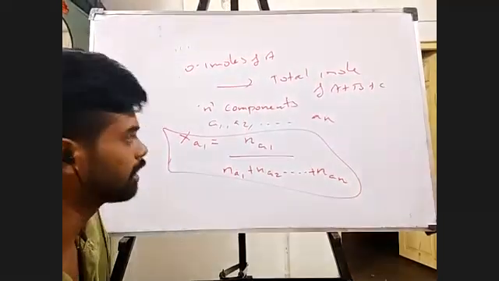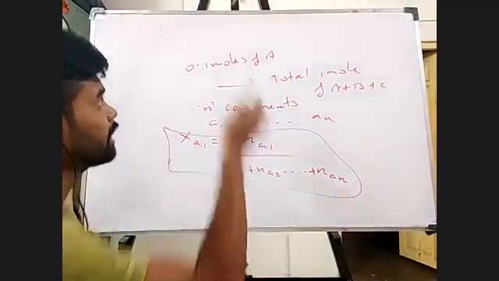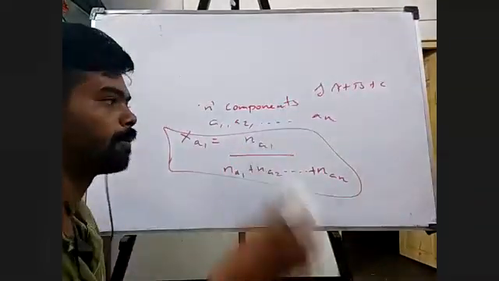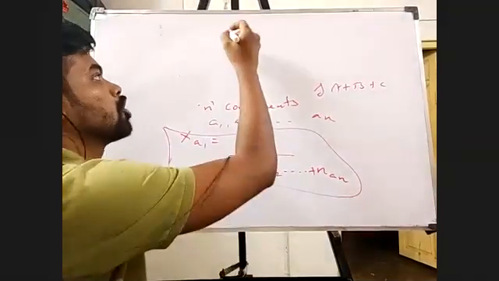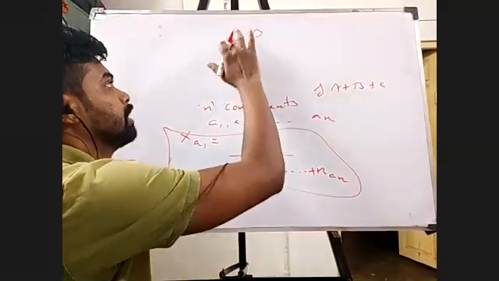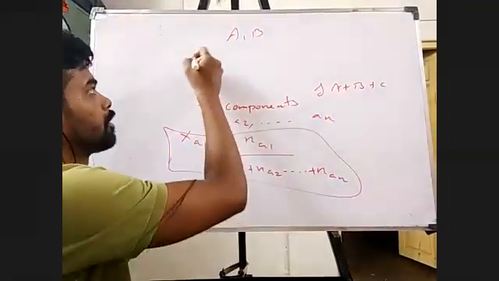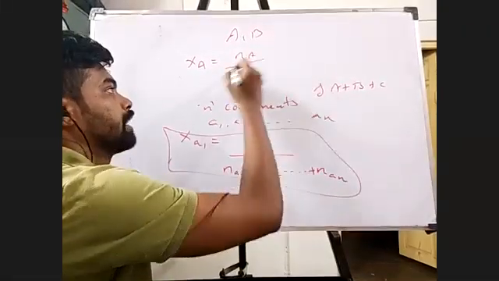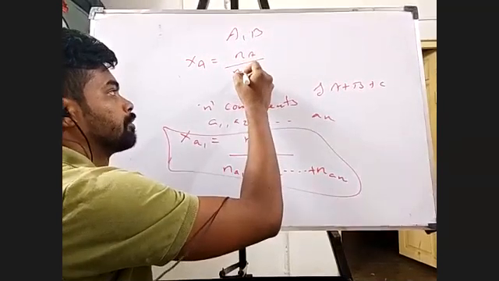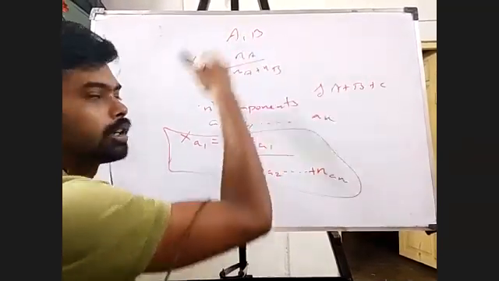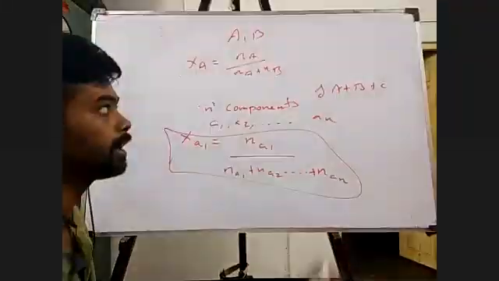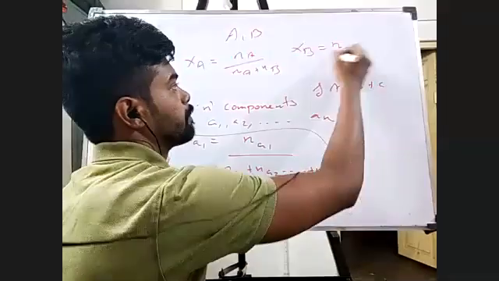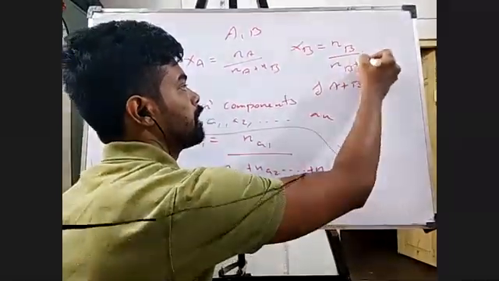Understood? Now say I have only 2 components present in the mixture, A and B. If I want to find the mole fraction of A, I write the number of moles of A divided by the number of moles of A plus the number of moles of B, the total number of moles. In the same way, XB will be equal to the number of moles of B divided by the number of moles of B plus the number of moles of A.